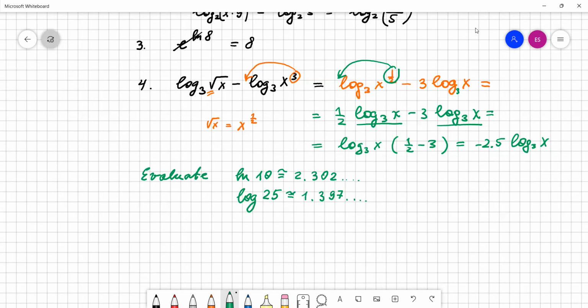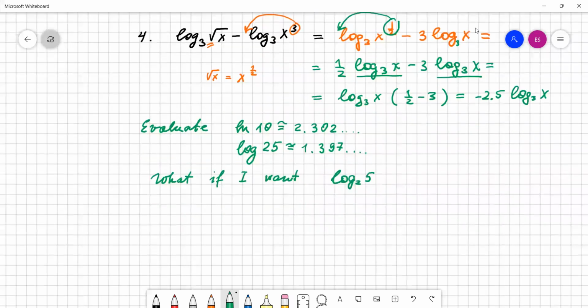Okay. Now, guys, some calculators do not allow you to calculate an arbitrary base. For example, what if I want logarithm with base 2 of 5? Well, my calculator does not have logarithm with base 2. It has only logarithms with base e and 10. So what should I do in this case? Well, there is actually the option of using the inverse, but imagine that you don't have this option. How are we going to do it?